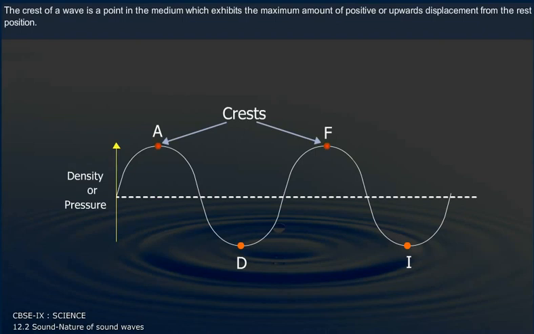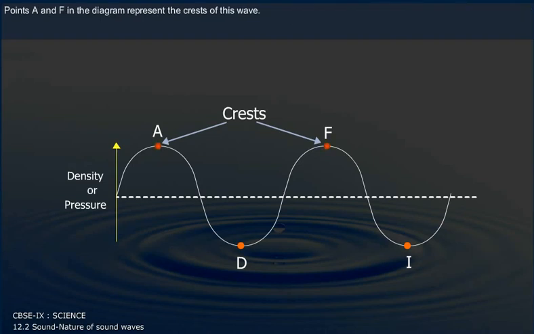The crest of a wave is the point on the medium which exhibits the maximum amount of positive or upwards displacement from the rest position. Points A and F on the diagram represent the crests of this wave.